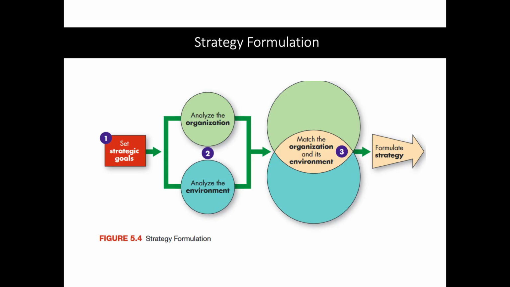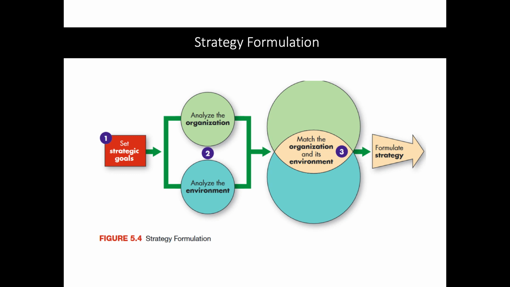And so you can see here, this is an illustration borrowed from your textbook, figure 5.4, about strategy formulation. You see there, running from left to right, the first step is to set your goals. Where do you want to be as an organization? What are you trying to accomplish? Step 2 is to analyze, well, who are you as an organization? What are your strengths? What's your weaknesses? What do you do well? What perhaps you do better than anybody else in the marketplace?